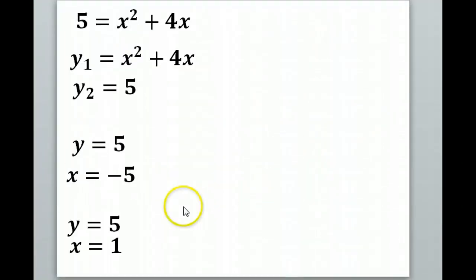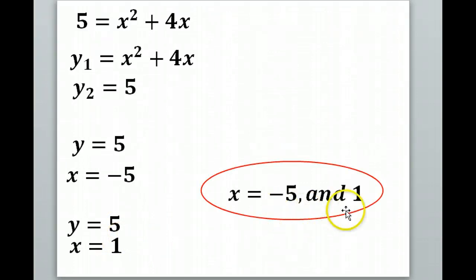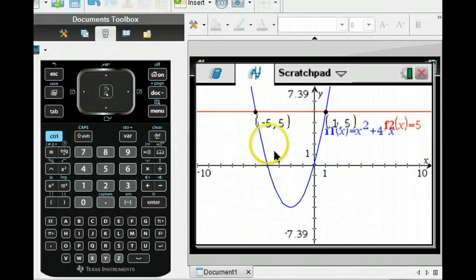Okay, so we enter these in, we find our second point, positive 1, 5. But really our answer here is x equals negative 5 and 1. So negative 5 and 1 are our two answers, and we got that directly from these points, negative 5 and positive 1 right there.